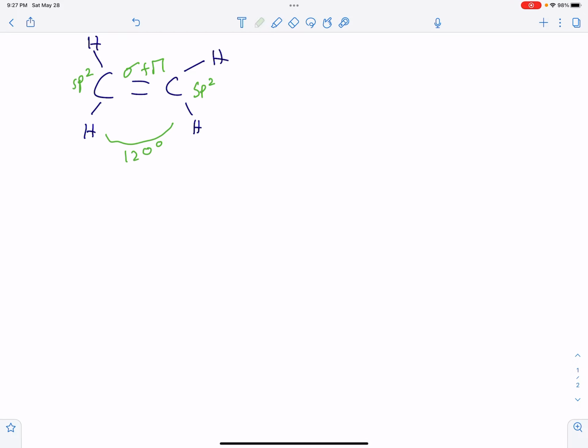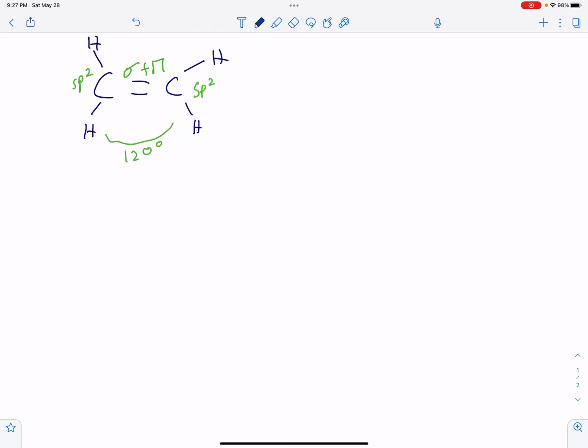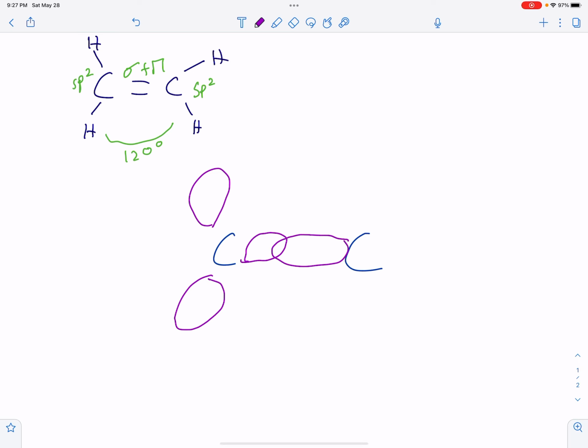All right, so we can start drawing the diagram, and the first thing I'm going to do is draw in my carbons. Hopefully no shock there. And then I will now draw in the sp2 orbitals of each carbon. Each carbon has 3 sp2 orbitals. Okay, I'll label these as sp2 now.